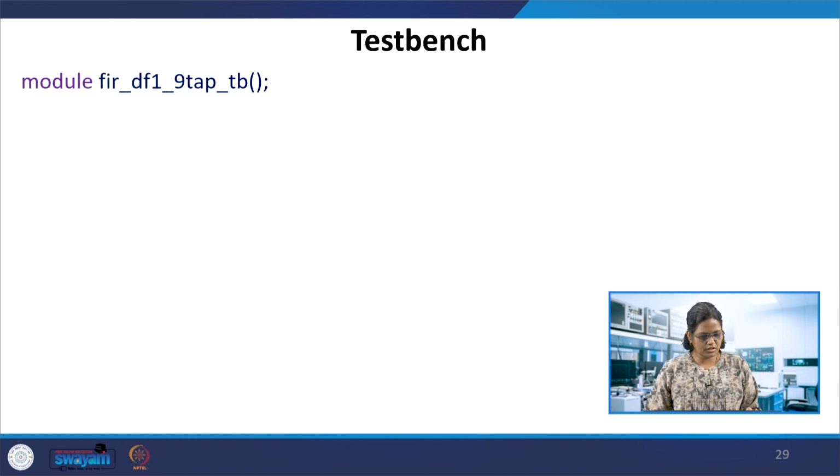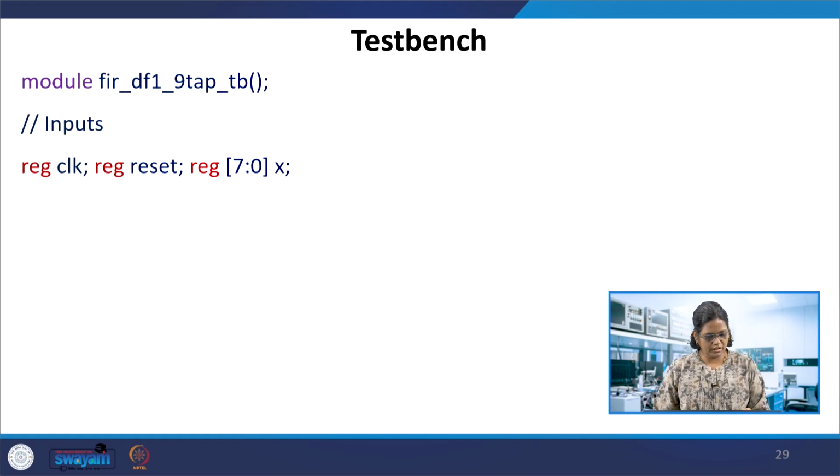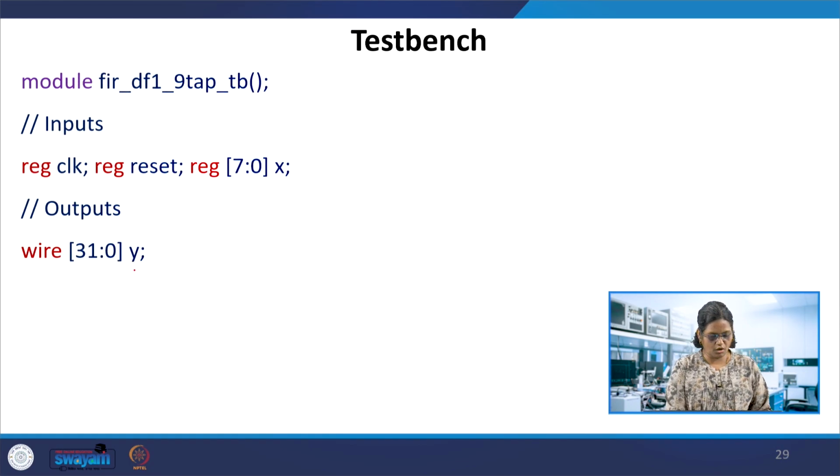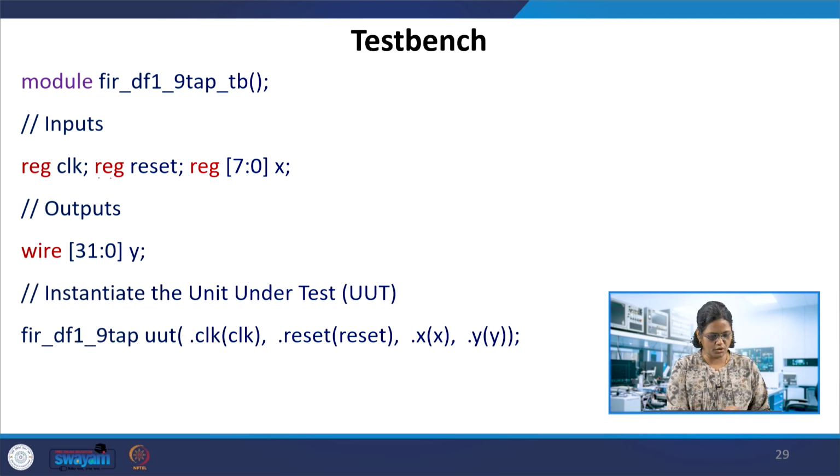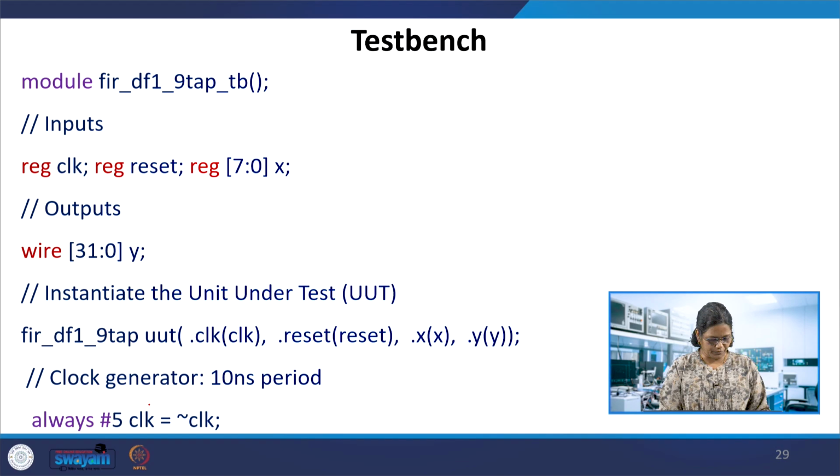Okay, so the test bench for this gives the inputs and the clock and everything, with output y. Instantiate the module with clock, reset, input and output, and wait for clock. Always a clock of 10 nanoseconds, or depending on the need, the clock time delay can be set, that is the time period.